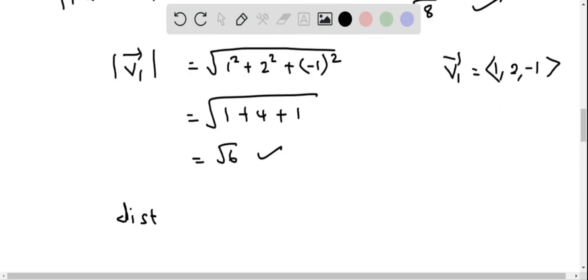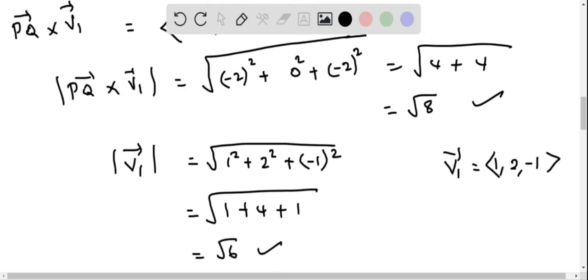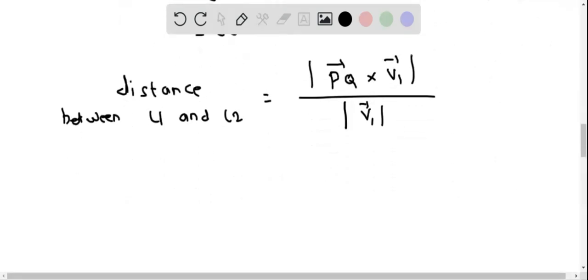We see that the distance between the two lines L1 and L2 equals the magnitude of the cross product of the vectors PQ cross V1 divided by the magnitude of the V1 vector. So let's substitute these values which we have found. The magnitude of PQ cross V1 is root 8. So I put root 8 in the numerator, divided by the denominator, root 6.